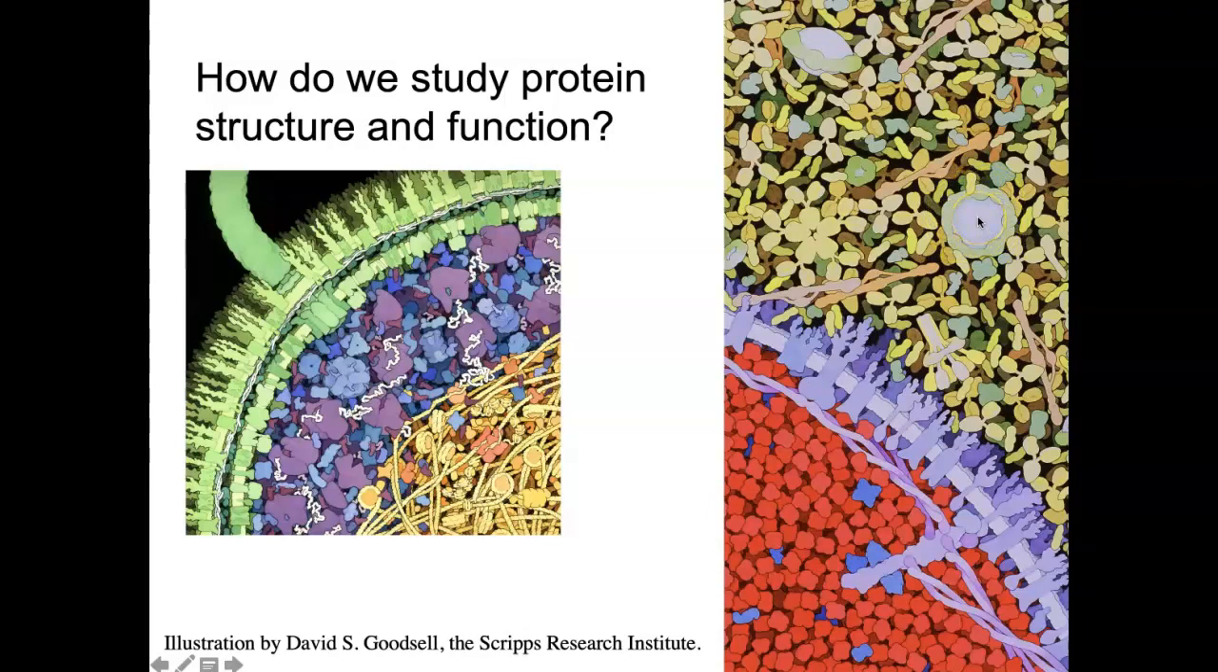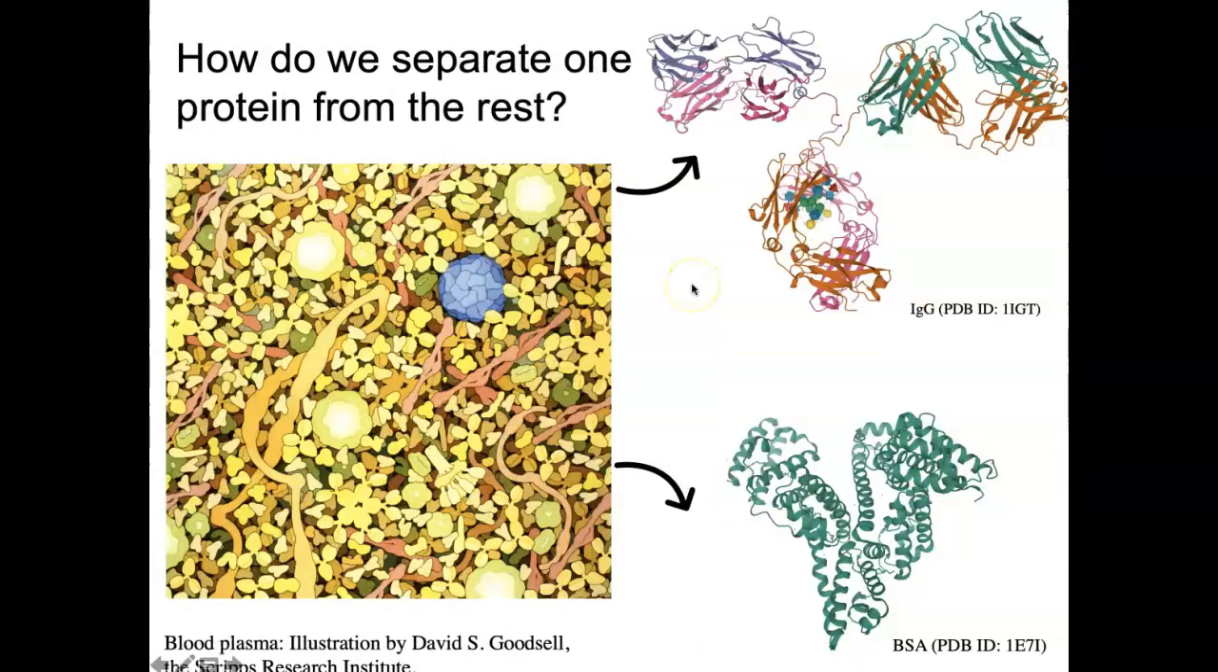When we want to study protein structure or function, what we have to do is separate our protein, the protein we're interested in, from the rest of the proteins, right? And also notice it's really crowded here. Whether it's blood plasma or cell cytosol, there's lots of protein around, right? And they're different proteins.